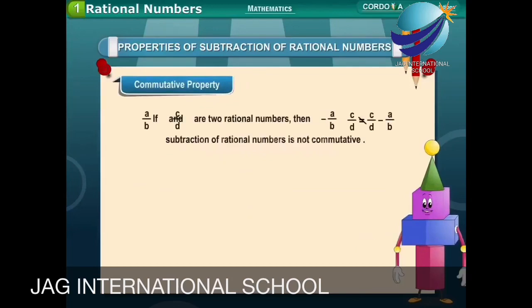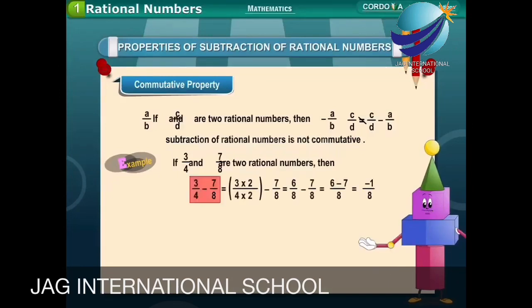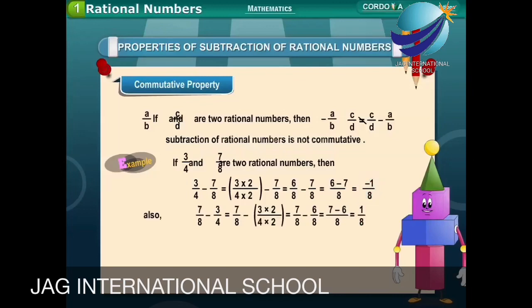Commutative property. If a/b and c/d are two rational numbers, then a/b - c/d is not equal to c/d - a/b. That is, subtraction of rational numbers is not commutative. Example: if 3/4 and 7/8 are two rational numbers, then 3/4 - 7/8 = (3×2)/(4×2) - 7/8 = 6/8 - 7/8 = (6 - 7)/8 = -1/8.